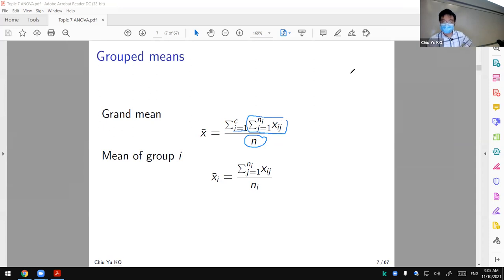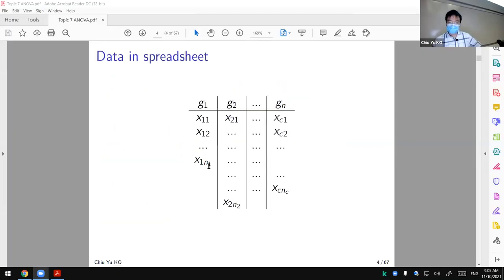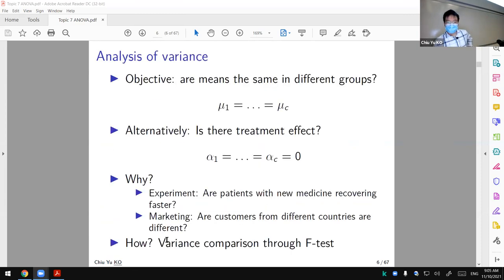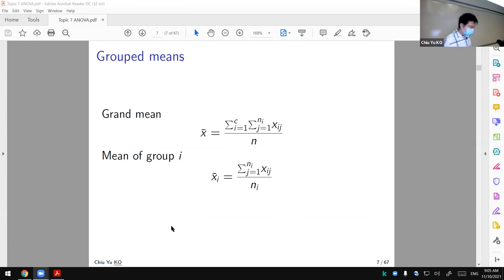You go back to the beginning. What it said is the grand mean is just adding every single observation and dividing by the total number of them, right? So in Excel, we just sum all these things and divide by the total count. So this is the overall mean. That is nothing new, nothing deep, just the mean.